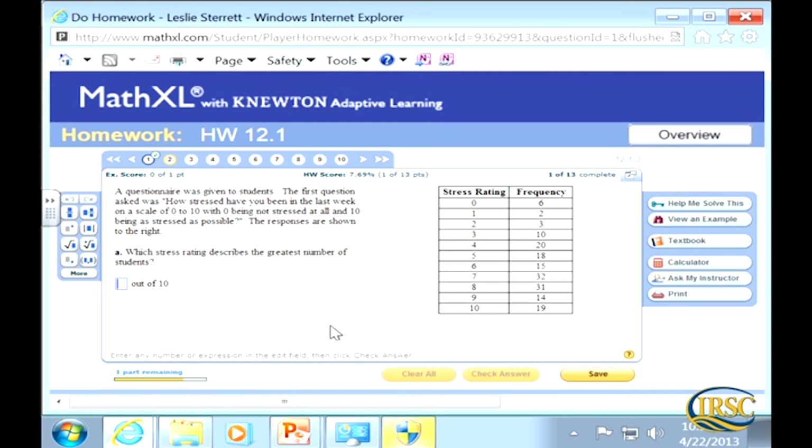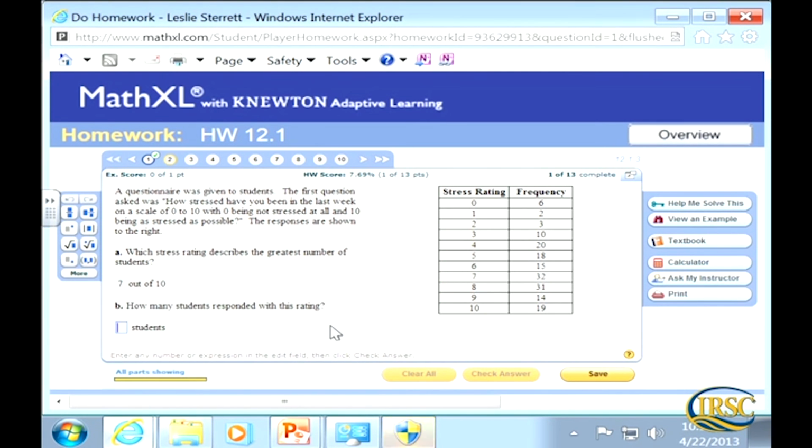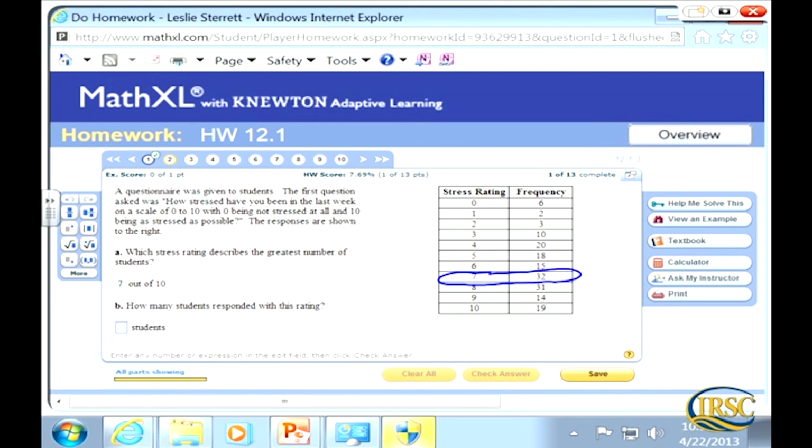And then the second column is the frequency, how many students actually gave that stress rating. So, which stress rating describes the greatest number of students? Okay, 7. So you type the number 7 in. Fantastic. Okay, that was correct, because when you look at the row for 7, this one had 32 students that said they were stressed at a level of 7.